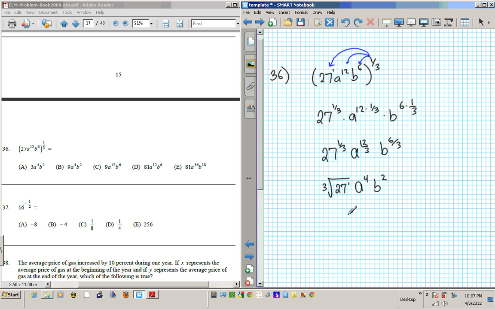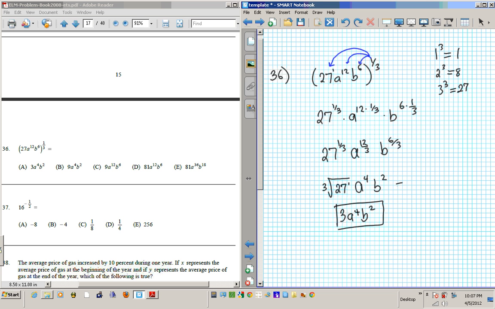So, what is the cube root of 27? I know 1 to the 3rd is 1. That's wrong. 2 to the 3rd is 8. No. 3 to the 3rd is 27. Voila. So the cube root of 27 is the number that's cubed to get 27. So it's 3. So you have 3a to the 4th, b squared. Okay, so there goes the answer.